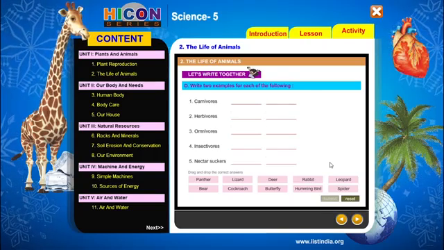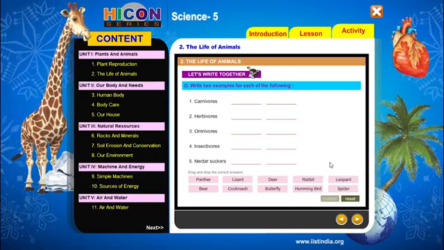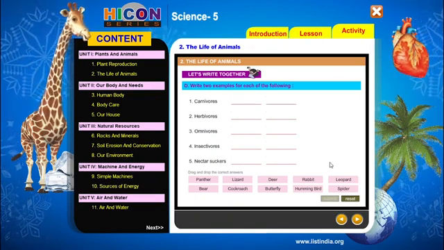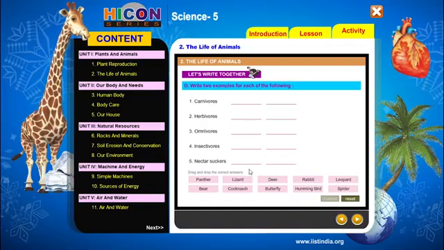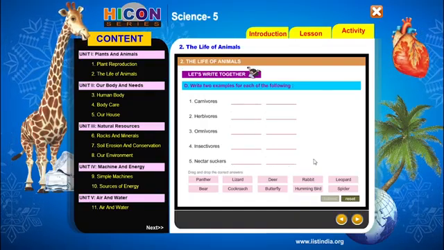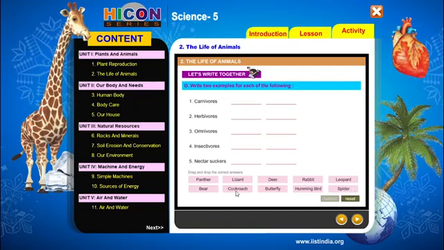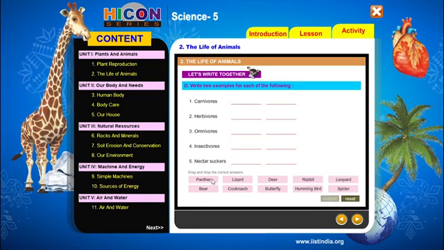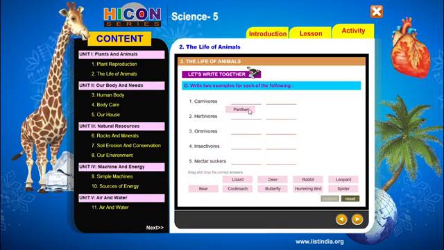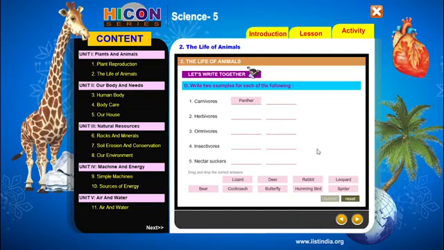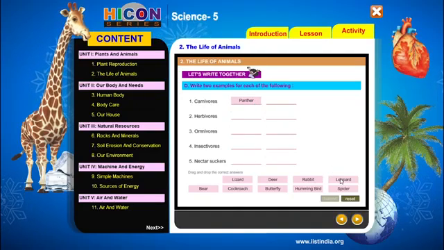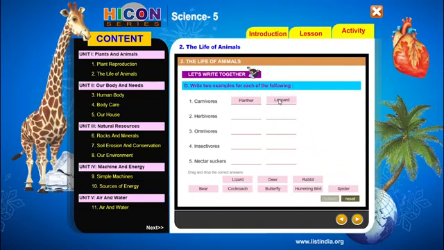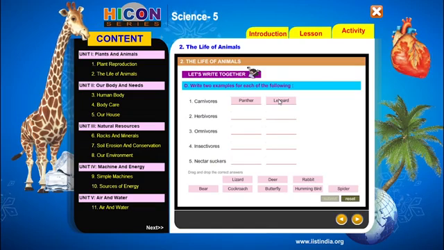So see the first one, carnivores. Carnivores means animals which eat only flesh. So among these answers, which are carnivores? The carnivores in the given answers are panther, so write panther. And the second example for the carnivores is leopard. Leopard is also a carnivore. So write the word leopard as an example for the carnivores.